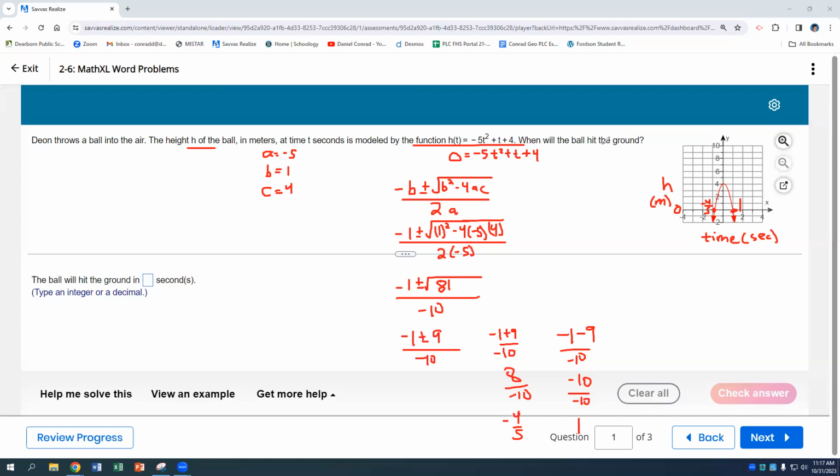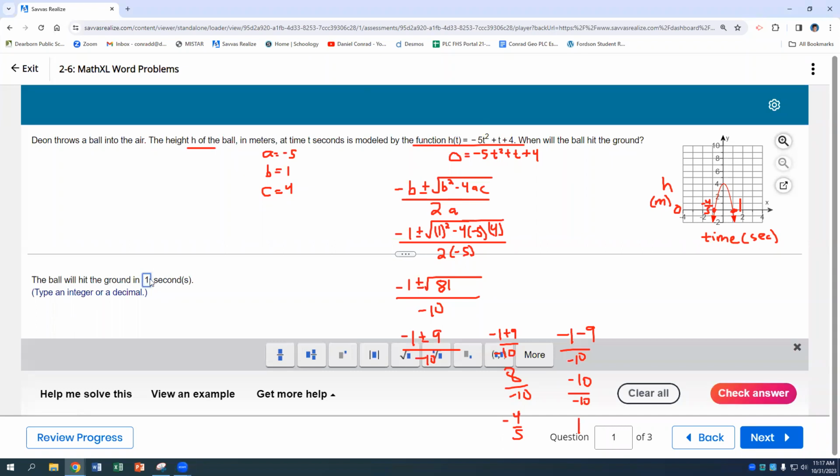So when will the ball hit the ground? It doesn't make sense to say negative 4/5 of a second. You can't have a negative time here. So it's going to be positive 1 second.